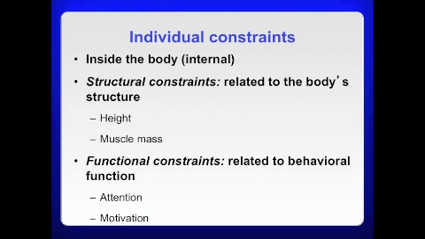Just to give you a little bit more background, the individual constraint is inside or internal, and there are structural as well as functional constraints with this. It's related to the body structure, so their height, their weight, if they have muscle mass, this would be a constraint. If they have no muscle mass, then they aren't going to be able to stand up. The functional constraints are behavioral, and so do they have the motivation to work on standing, or are they not able to function and so they're just going to sit there in your class.